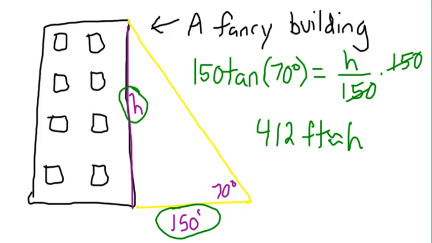Using these trig ratios, if we have enough information, we can find the height of the building and things like that. Okay. That concludes lesson 4.2.